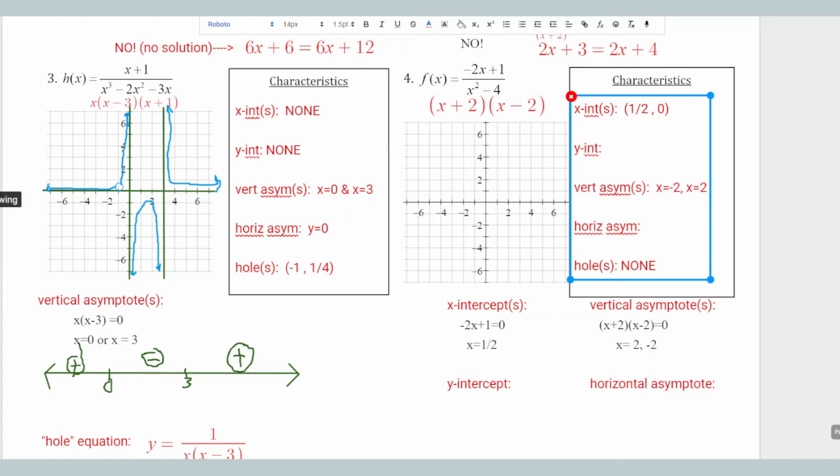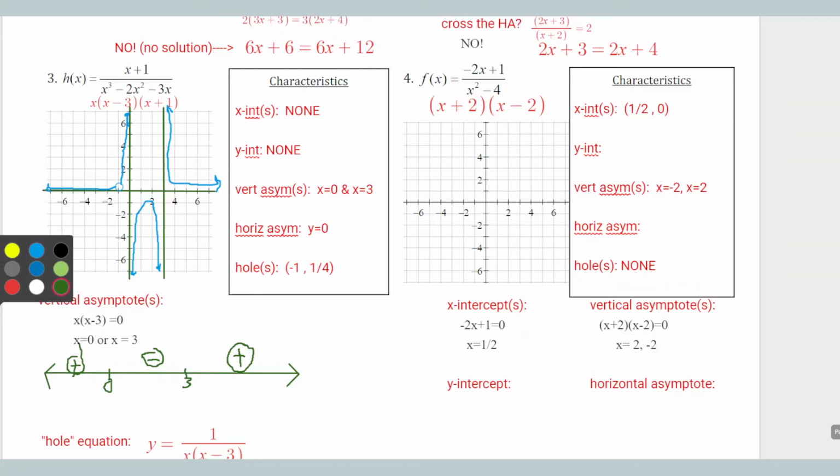So let's go ahead and plot those just to kind of get this going. I'm going to put my asymptotes at negative 2 and positive 2. I've got an x-intercept at 1/2 comma 0. So it's going to be roughly right about here.